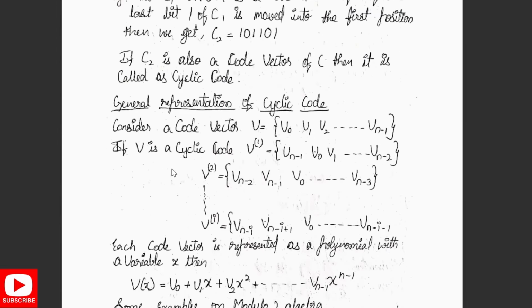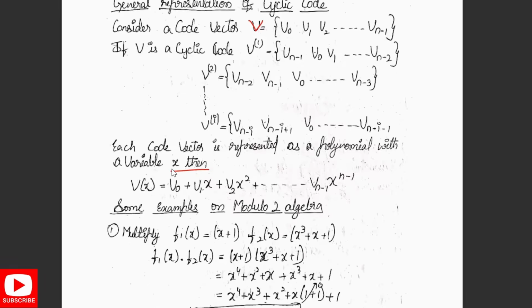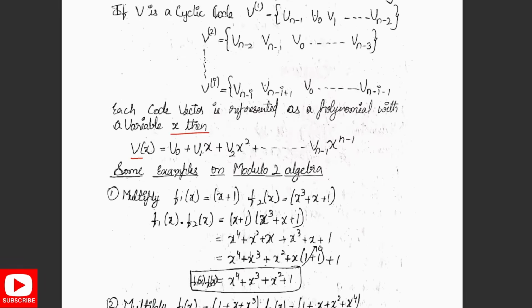So the general representation of this can be done using the code vector represented by V, so V0 to Vn minus 1. In the cyclic code, V1, that is Vn minus 1, V0, V1, Vn minus 2, up to Vn minus i, Vn minus i minus 1. So each code is represented as a polynomial with variable x. So then what happens? It becomes V(x). V(x) is given like this.